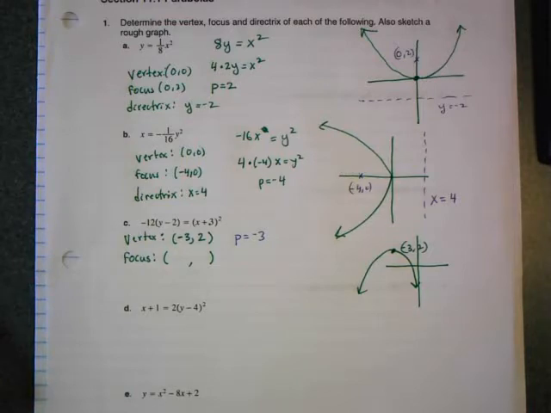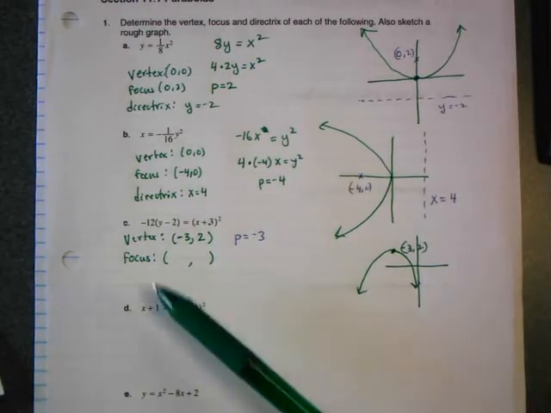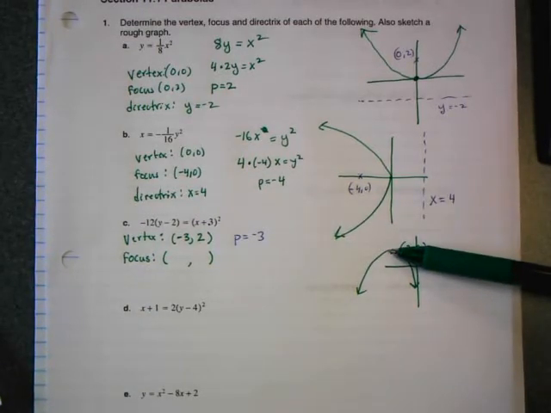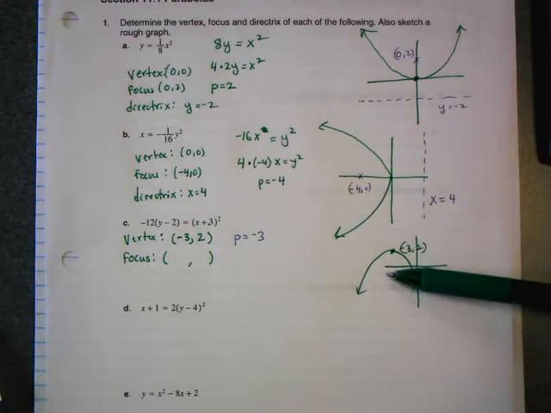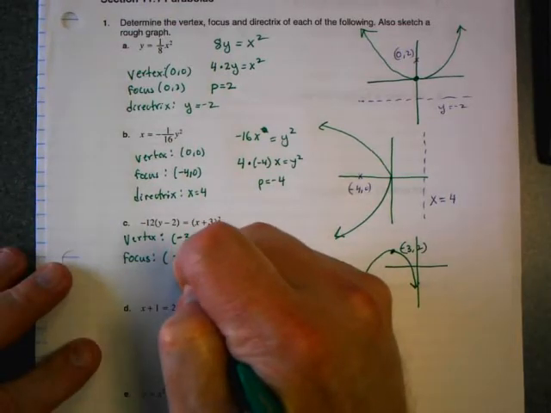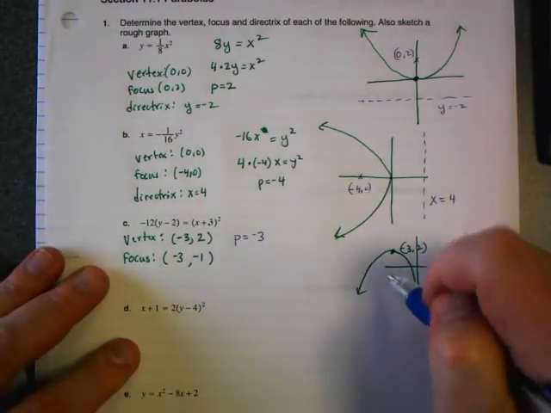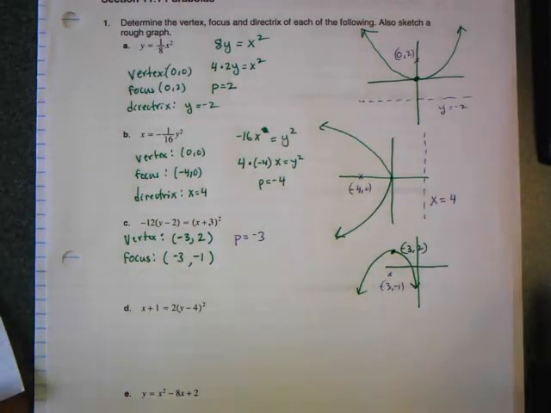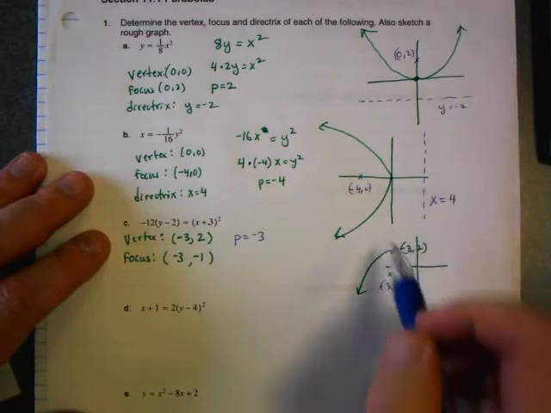-3, -1. And how did you decide your final answer was -3, -1? All right, so to find the focus, you start at your vertex and you move by the p number. So I start here and p is -3, so I got to go straight down 3 steps. So the focus is -3, -1. Right there. And the directrix, I would start at the vertex and have to go up 3 steps.